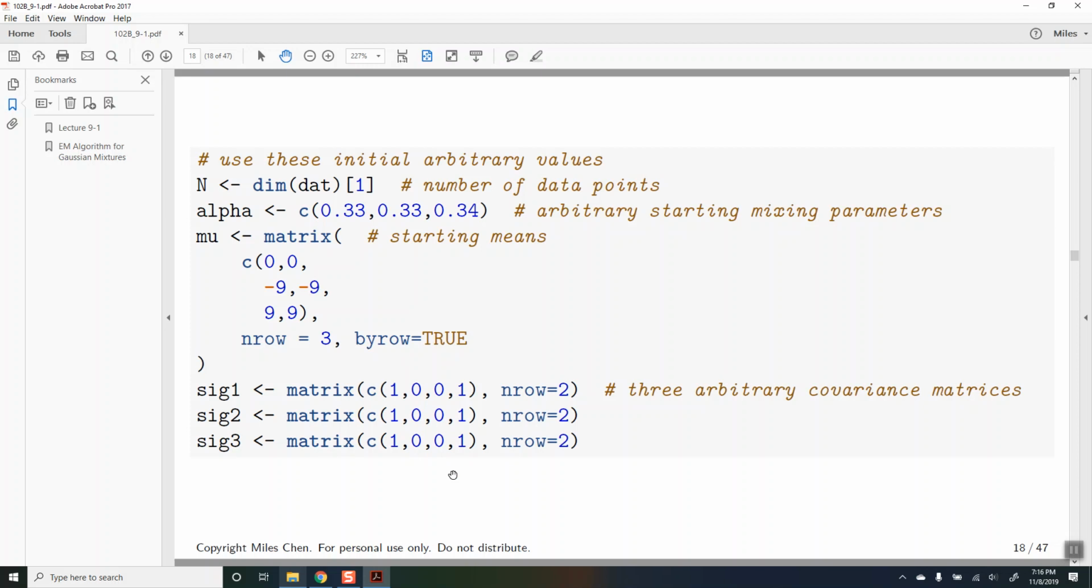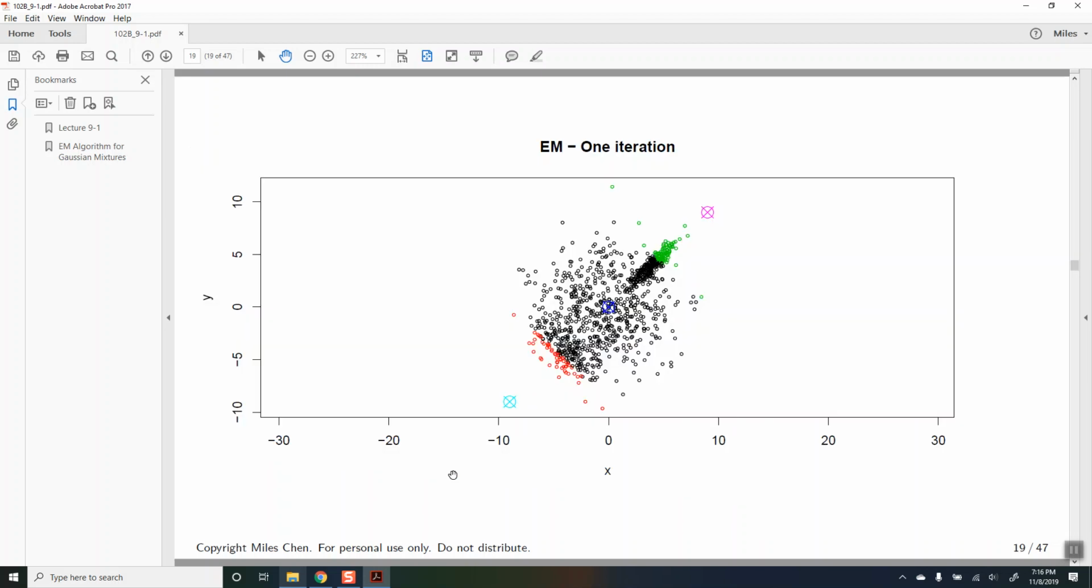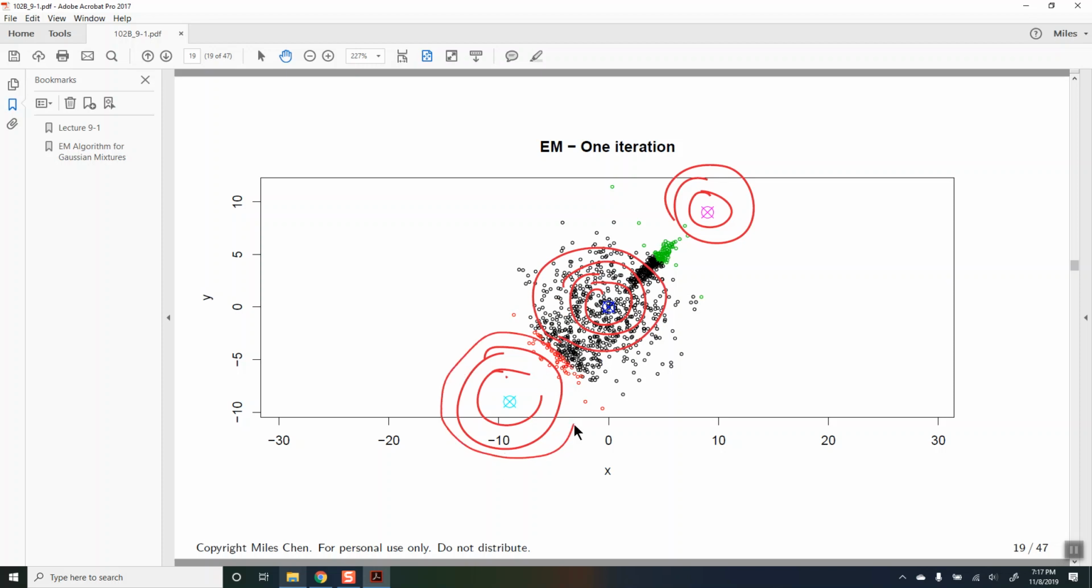So we just start off with some initial means and initial covariance matrices. Basically, I've got a normal distribution centered here, a normal distribution centered here, and a normal distribution centered here. Based on this, these dots right here are equally likely to be in this one as they are to be in this one, and that's why we get this drawing here.